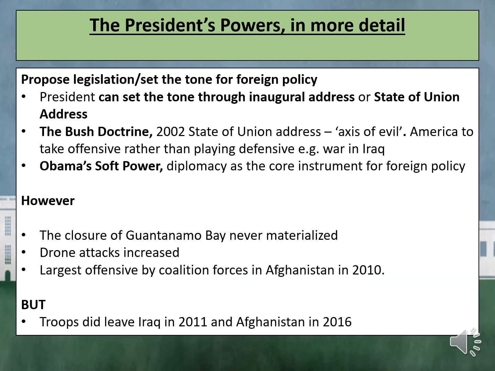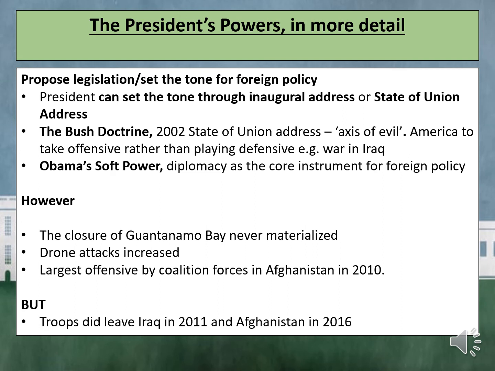Another foreign policy power that the President has is to propose legislation or set the tone for foreign policy. The President can set the tone through the inaugural address or the State of the Union address. The Bush Doctrine did this in 2002 with the State of the Union address, where Bush labelled the axis of evil when referring to the war on terror. America then started to take the offensive rather than playing the defensive in the war in Iraq.